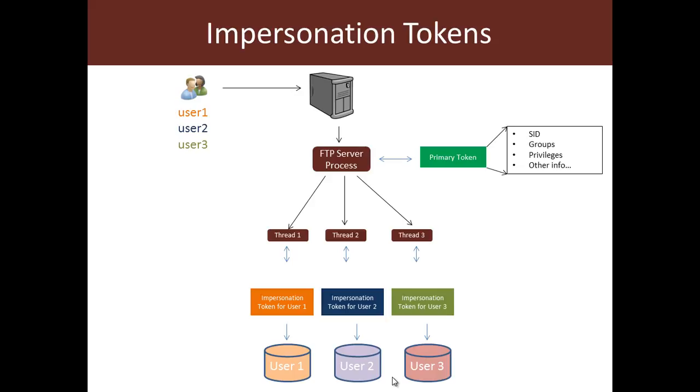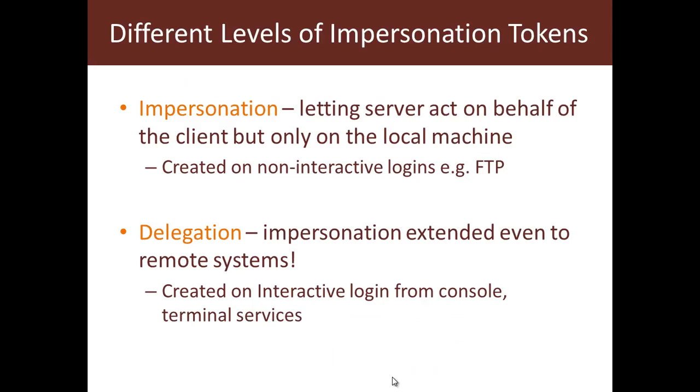So very simply put, an impersonation token is a mechanism by which a process or a thread can temporarily assume the identity of some other user on the system, and this is different from the user creating the process. And once they have serviced requests for this impersonated user, they relinquish this token and go back and assume their primary token. Very simple concept. So what are the different levels of impersonation token?